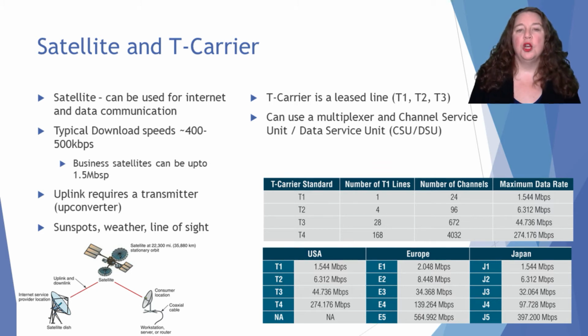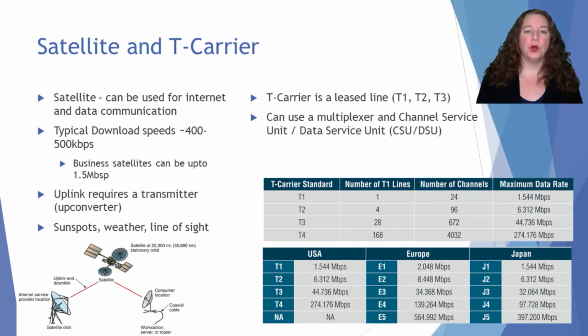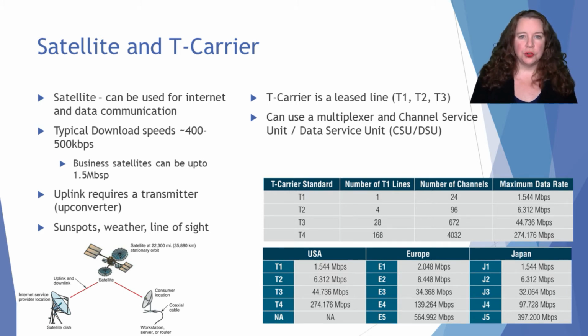That up converter is the uplink transmitter that allows you to transmit data up to the satellite rather than just pulling it down. The problem with satellites, of course, was you had problems with line of sight, you had problems with weather, and of course you had problems with sunspots. So anything like inclement weather or line of sight issues, trees, hills, anything in the middle, is going to cause a problem with your satellite.